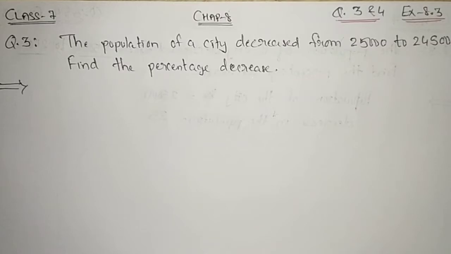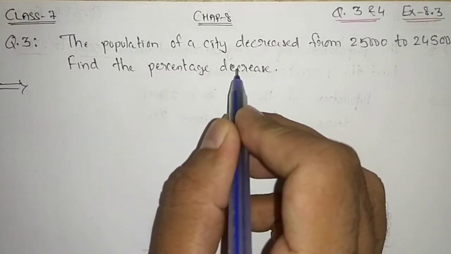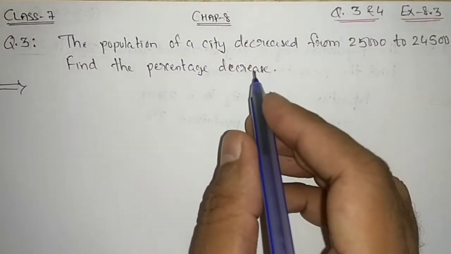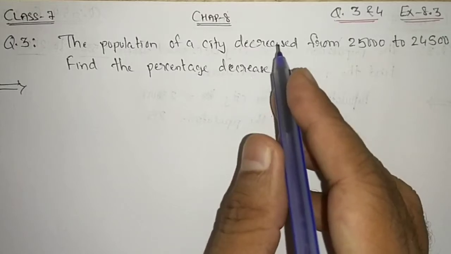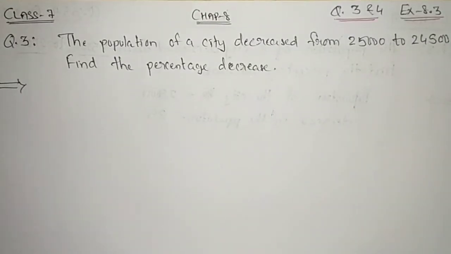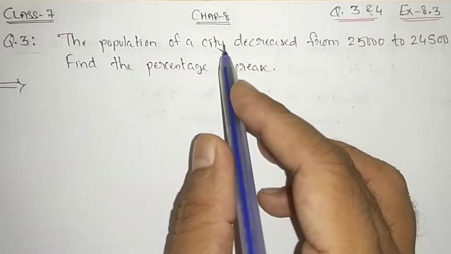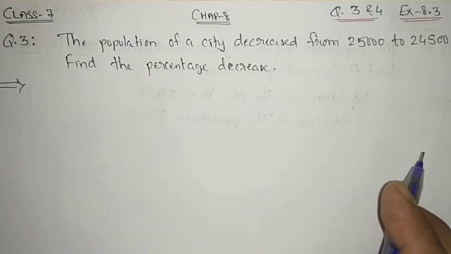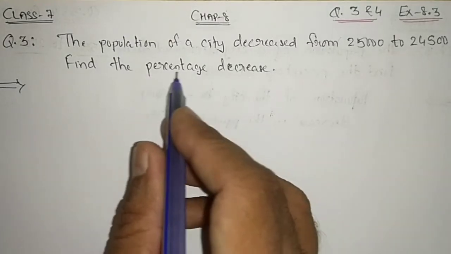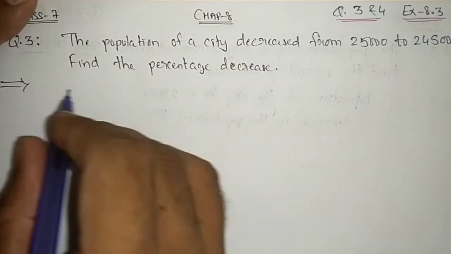Whenever they ask you to find the percentage decrease or increase, you are supposed to find the decrease amount or the increase amount of the respective question. So here it is the decrease in population of the city that we are supposed to find, so that we can find the percentage decrease. So let us start. We will solve like this.